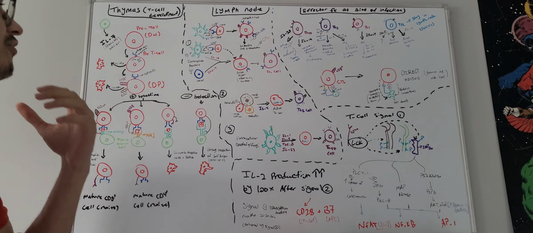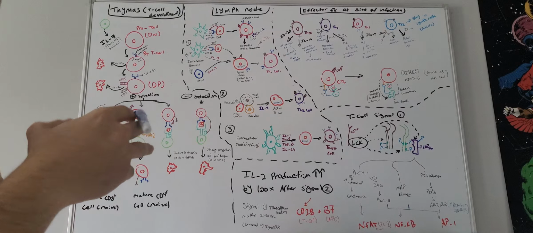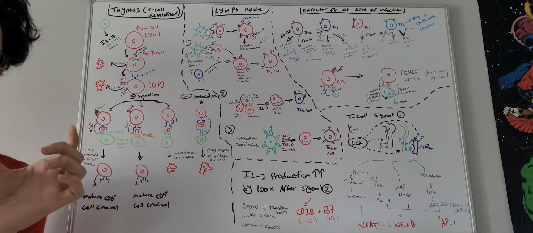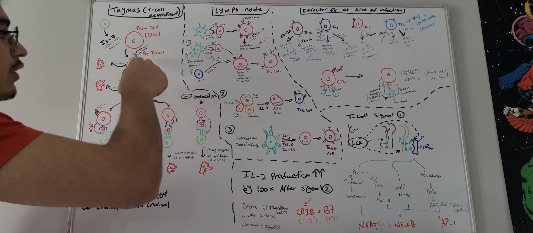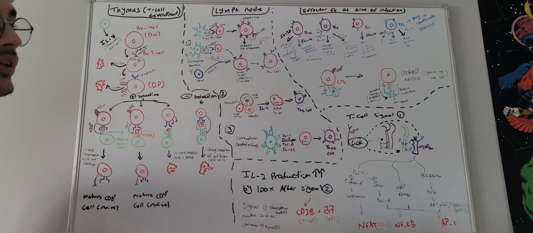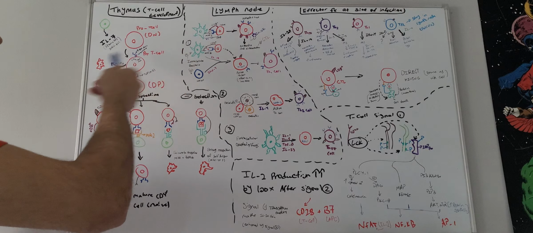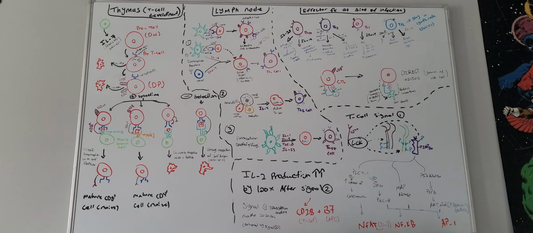If it is functional and it works with a surrogate alpha chain, then you'll send a signal down to the CD3 and the zeta chains, and then you're good. If it doesn't function, it's useless, and you'll also go through apoptosis and die.